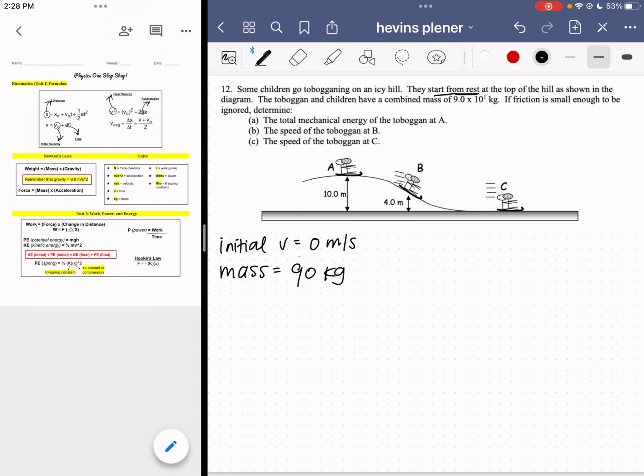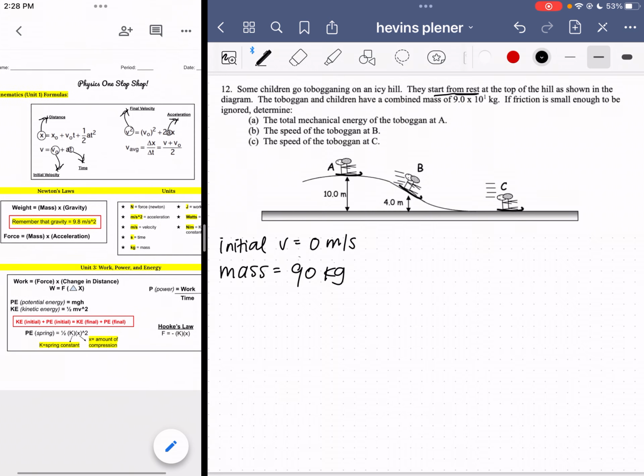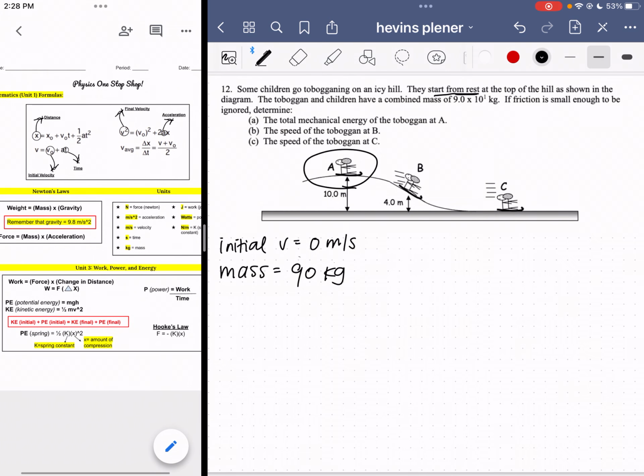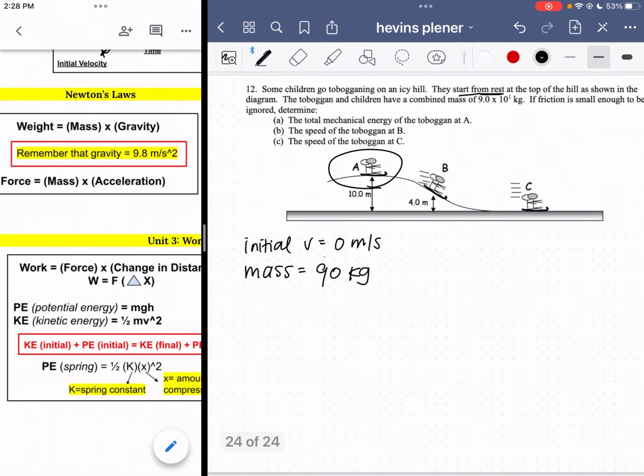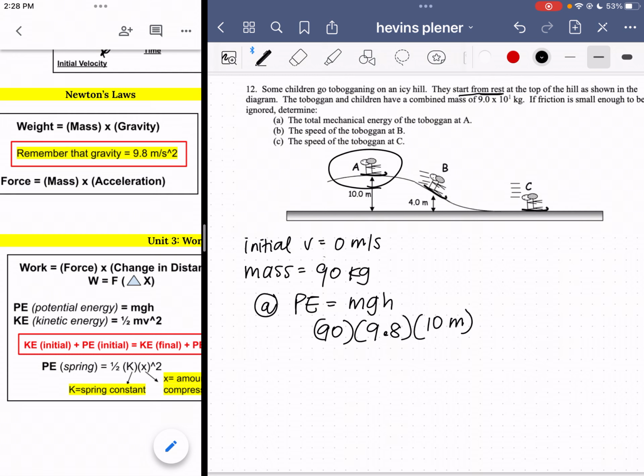Mechanical energy is just potential energy plus the kinetic energy, right? So we have to find the potential energy at the start over here because the kinetic energy would be 0, because are they moving? No. To find potential energy, you're going to go to your one-stop shop. Potential energy is mgh, mass times gravity times height: 90 kilograms times 9.8 times 10 meters.